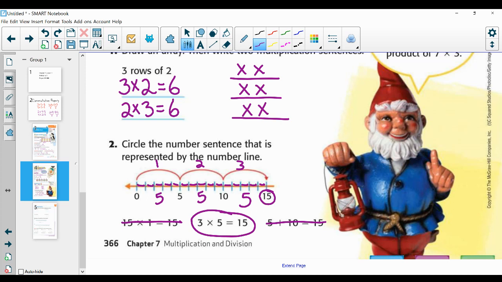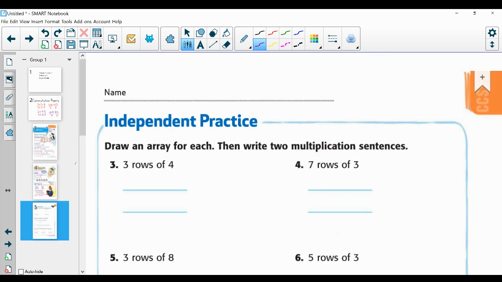Okay, that's the end of the part we do together. The next page is independent practice. If your teacher told you to continue watching it, you can watch for the directions on the independent practice. Otherwise, you can stop your video now. Okay, for my class, make sure that you follow directions carefully.